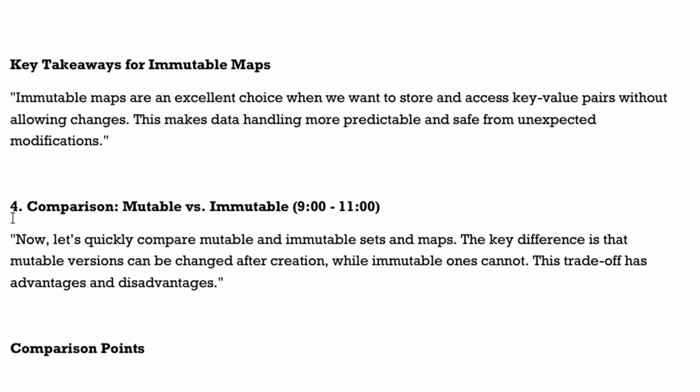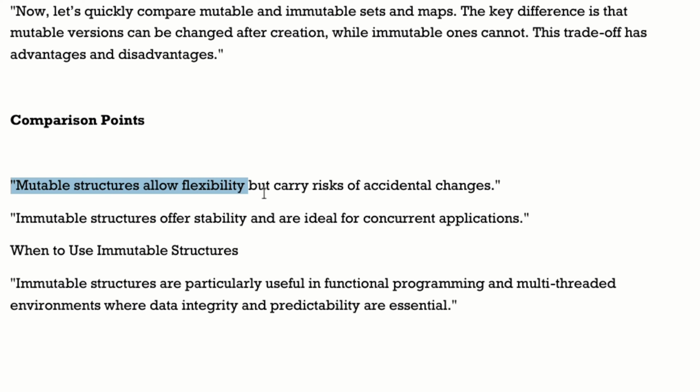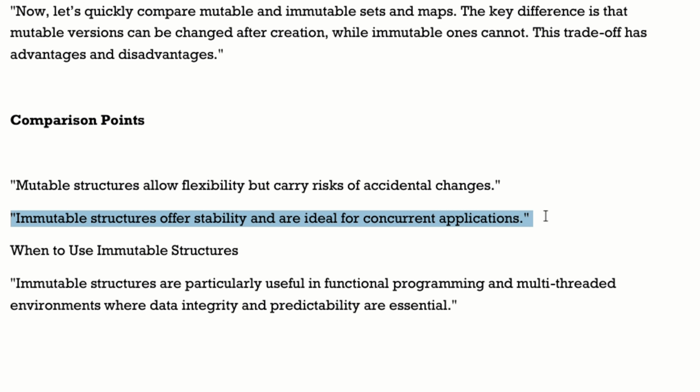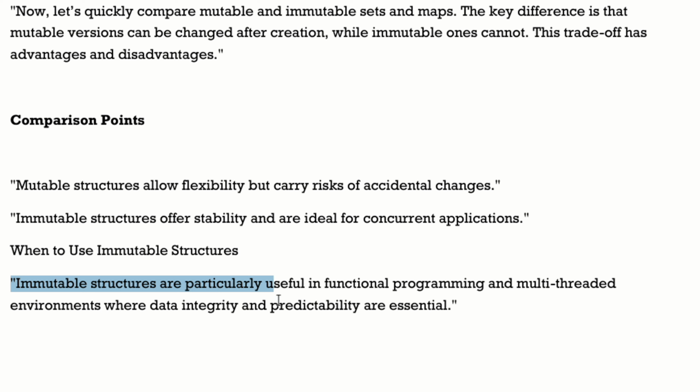Let's compare mutable versus immutable. Now let's quickly compare mutable and immutable sets and maps. The key difference is that mutable versions can be changed after creation while immutable ones cannot. This trade-off has advantages and disadvantages. Comparison points are: mutable structures allow flexibility but carry risks of accidental changes, whereas immutable structures offer stability and are ideal for concurrent applications. When to use immutable structures? Immutable structures are particularly useful in functional programming and multi-threaded environments where data integrity and predictability are essential.